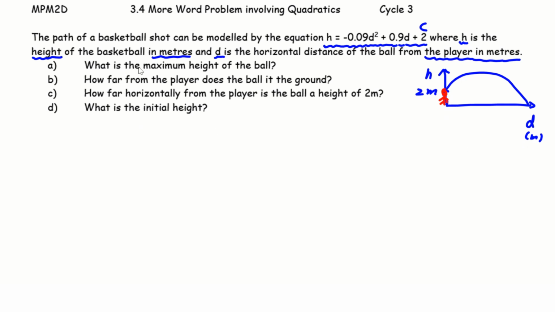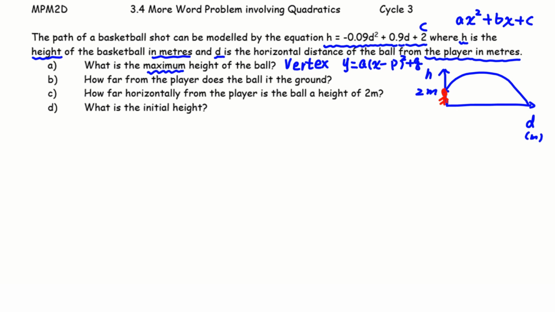So question A asks you what's the maximum height of the ball. So whenever you see the question is asking you for maximum or minimum, then you know that you are looking for vertex. And the given equation is in standard form. So for quadratic equation, standard form is ax squared plus bx plus c. So from standard form to vertex form, we could use completing the square. So vertex form is a bracket x minus p bracket squared plus q.